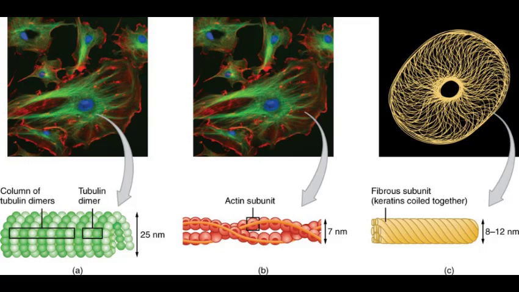The last cytoskeletal filament is the intermediate filament. And as its name would suggest, an intermediate filament is a filament intermediate in thickness between the microtubules and the microfilaments. Also, intermediate filaments are made up of long fibrous subunits of a protein called keratin that are wound together like threads that compose a rope.